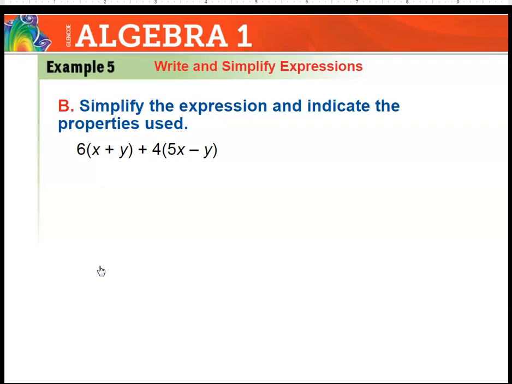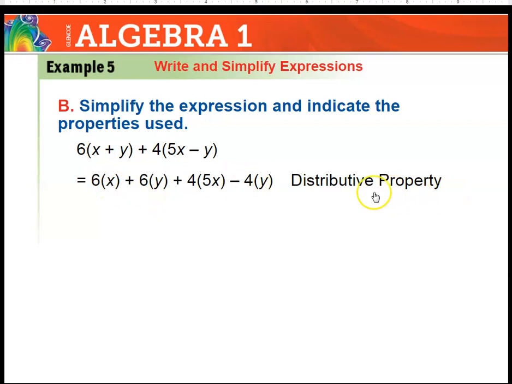Okay, so simplify the expression and indicate the properties used. Okay, we've got a big nasty one here. We've got 6 times in parentheses x plus y, plus 4 times in parentheses 5x minus y. So the first thing we're going to do is use the distributive property. We're going to multiply the 6 through the x and the y, and multiply the 4 through the 5x and the minus y. Distributive property right there. So 6 times x plus 6 times y plus 4 times 5x minus 4 times y.